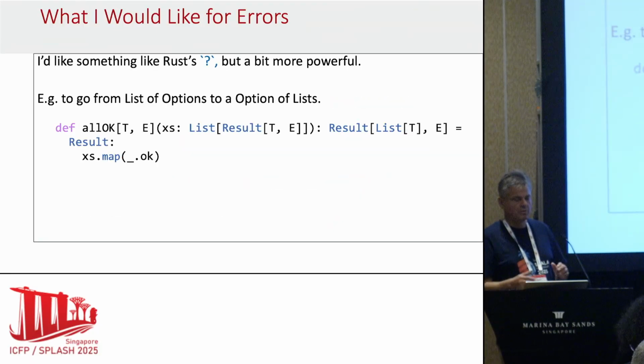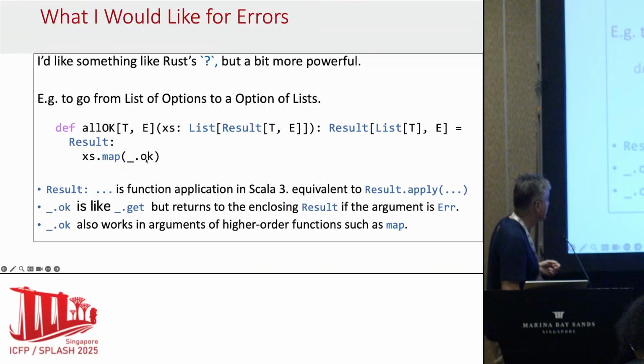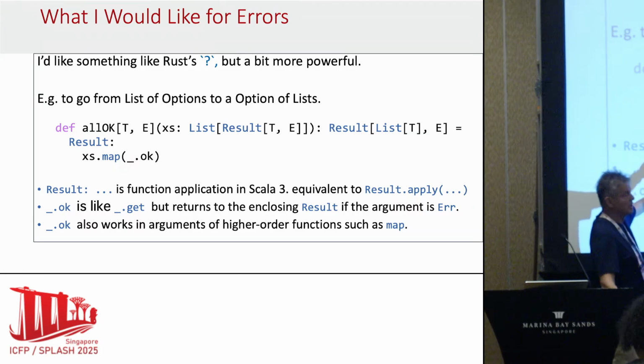So what I would like for errors is something like Rust's question mark, but a bit more powerful. Here's an example to go from a list of, in this case, results to a result of lists. I have a function allOk. It takes a list of results and gives me a result of lists. And what I say, well, I return a result. So this is Result colon, and then I just want to go through my list and map every result I get with the ok function. And that would just give me what's in the result and return it in the list. So some explanations. Result colon, that's just function application in Scala 3.